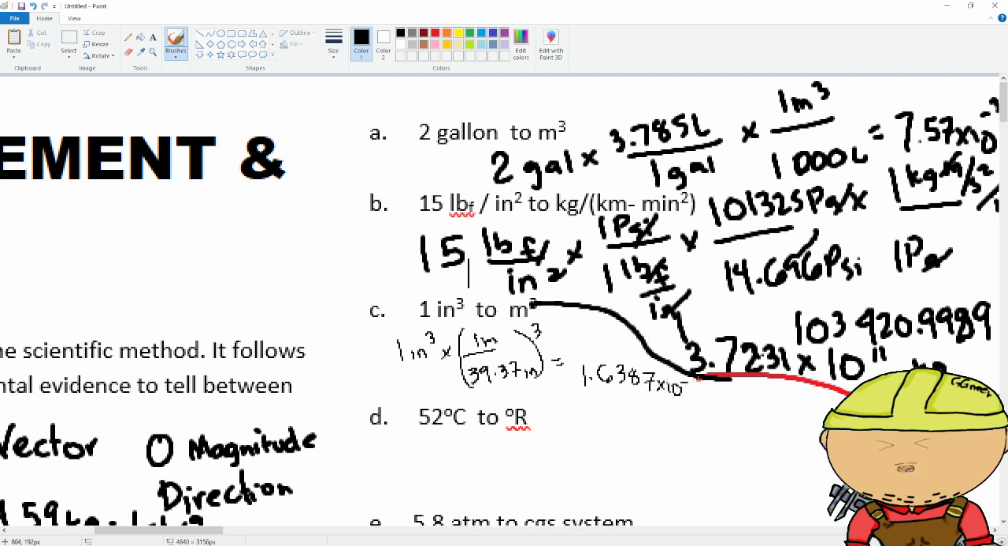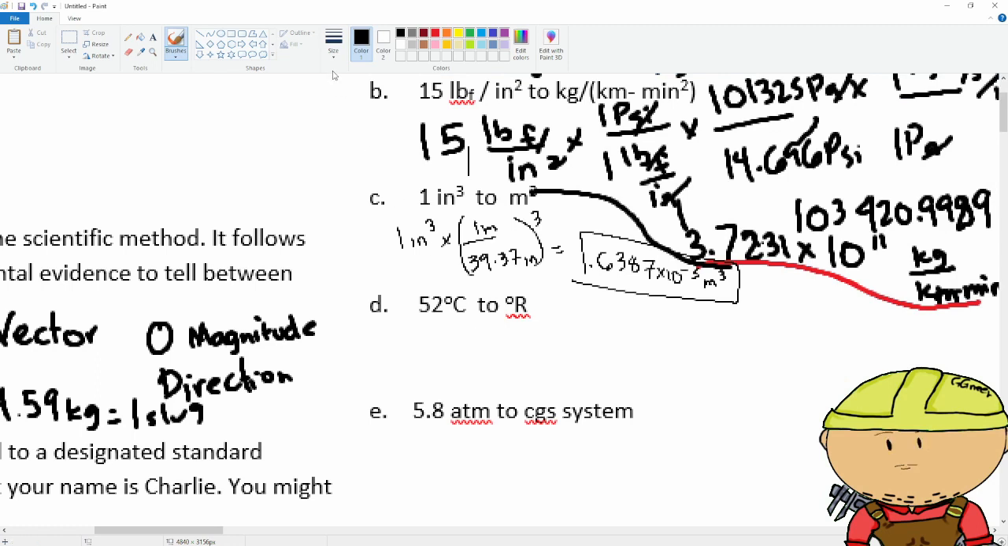Times 10 to the negative 5 meter cube. That will be the answer for letter C. Okay, so 52 degrees Celsius. This is Rankine. So Rankine is like the absolute temperature value. Okay, so times 9 over 5 plus 32.